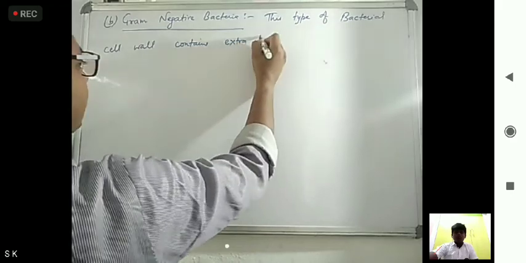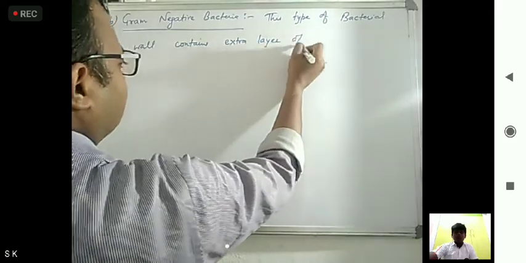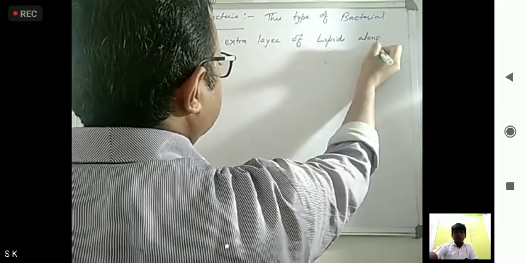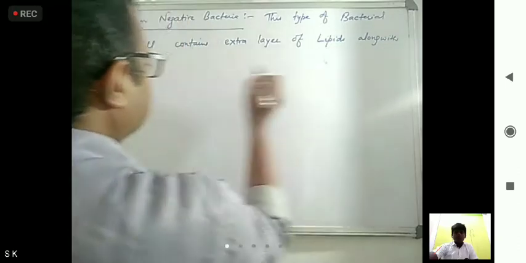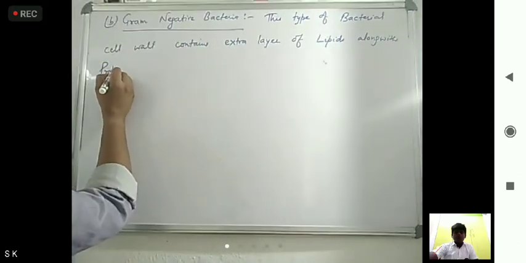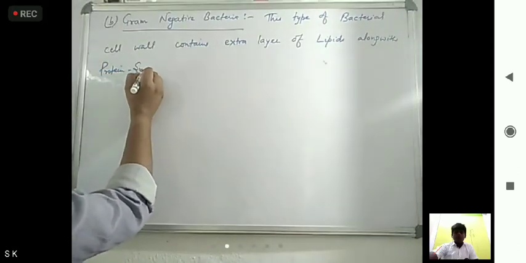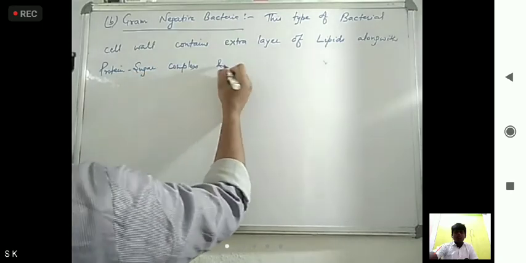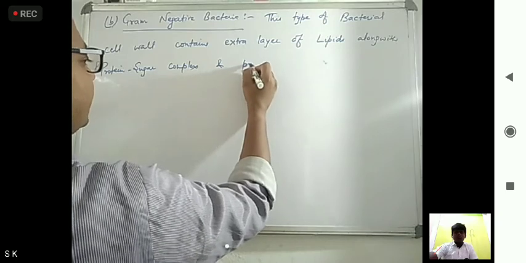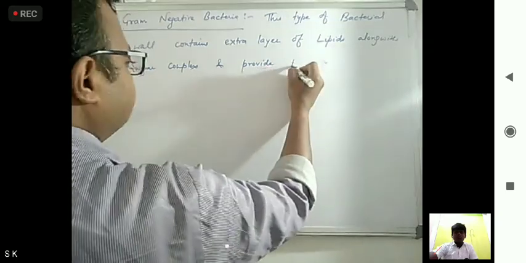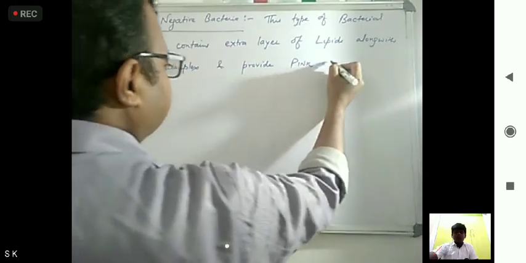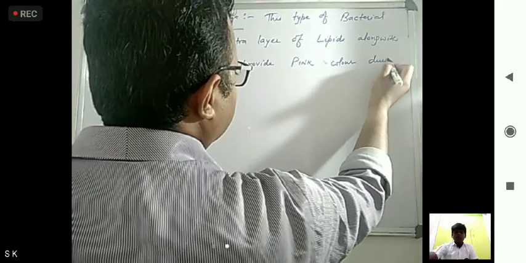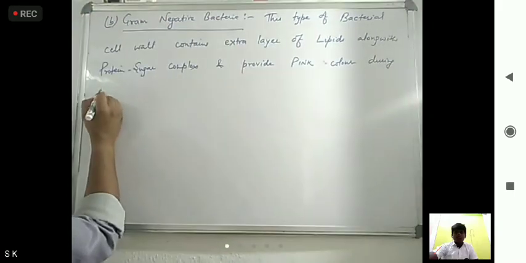Extra layer of lipids along with protein, sugar complex, and provide pink color. That was purple, this is pink, and provide pink color during staining.